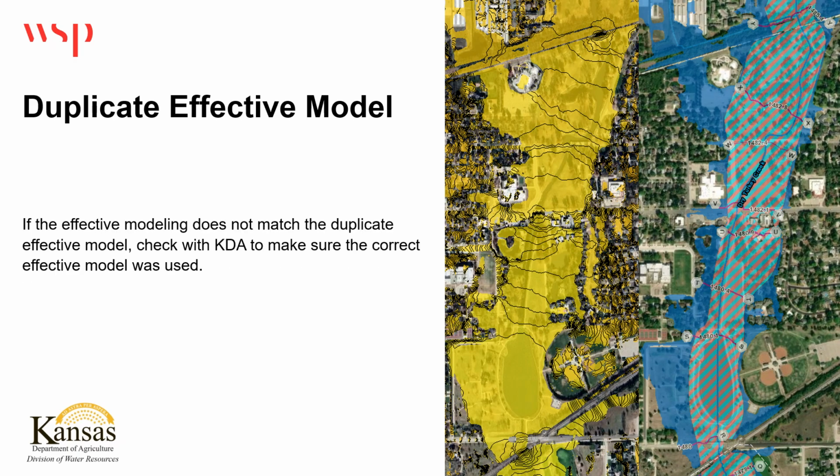If the effective modeling does not match the duplicate effective model, make sure you check with KDA to make sure that you have the correct effective model, and also make sure that you didn't miss any LOMARs that have been incorporated since the modeling went effective, and you need to use the LOMAR model as your base model.